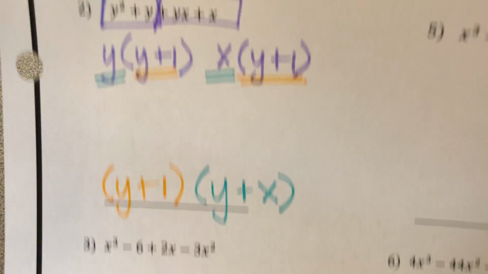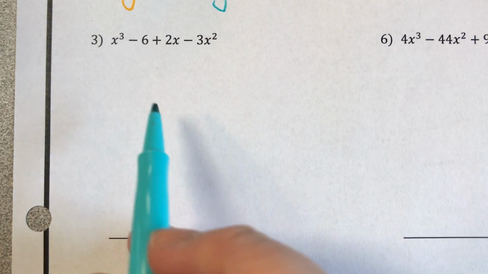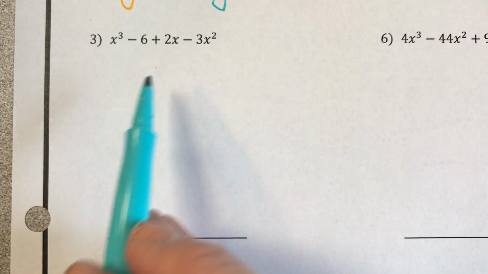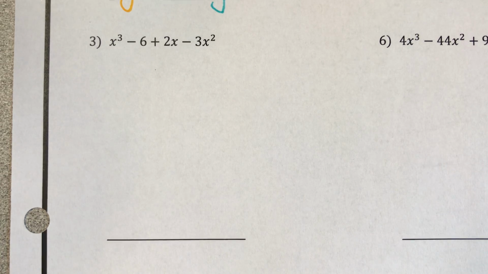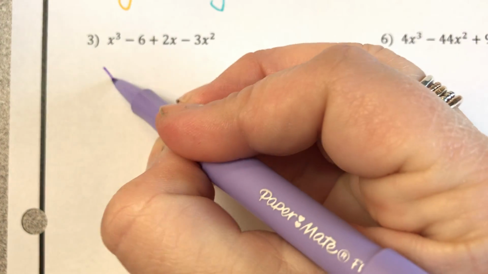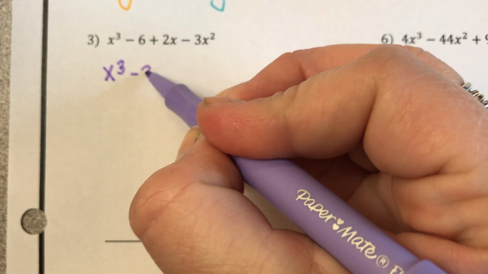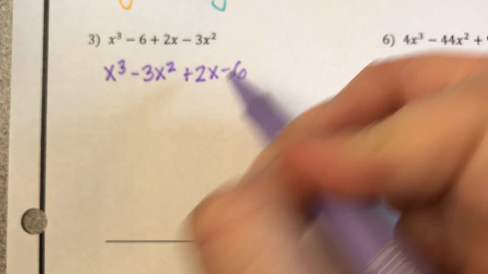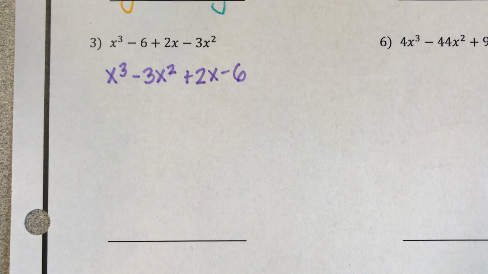Okay, so let's look at number 3. The first thing we need to look at on this one is that it's not in descending order. So we're going to rewrite it before we start in descending order. So we should have x to the third minus 3x squared plus 2x minus 6. Okay, we always want to start with it being in descending order.